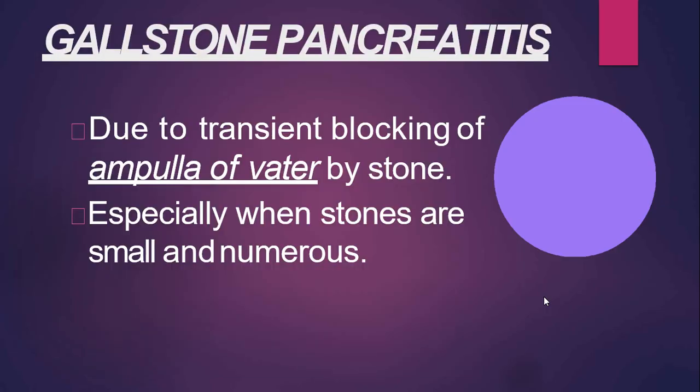What is gallstone pancreatitis? It is due to transient blocking of the ampulla of Vater by a stone, especially when stones are small and numerous. The public thinks that if the size of the stone is big, it is dangerous. But we as surgeons know that whenever there is a small stone, it is more dangerous. Why? Because a small stone may migrate to the common bile duct, may come to the ampulla of Vater, may go to the pancreatic duct and cause pancreatitis.